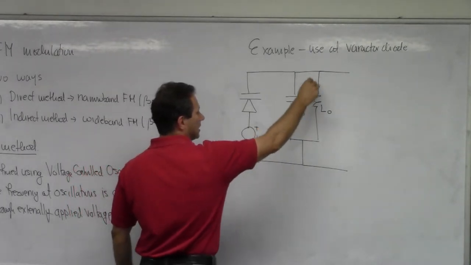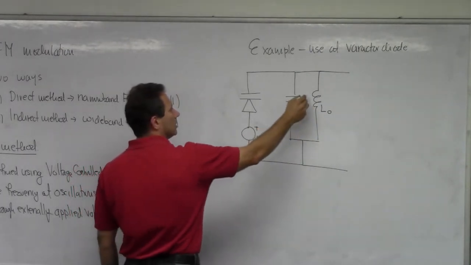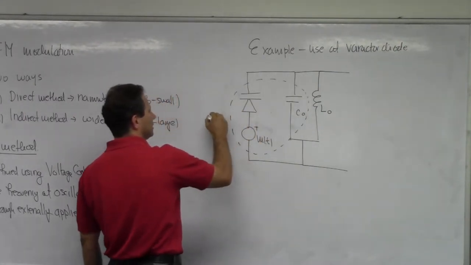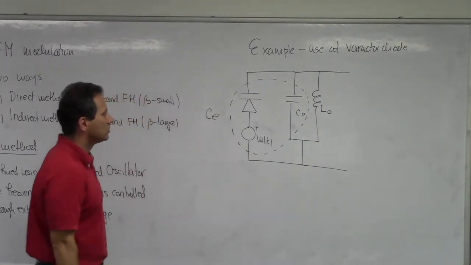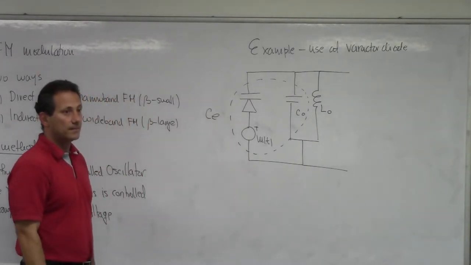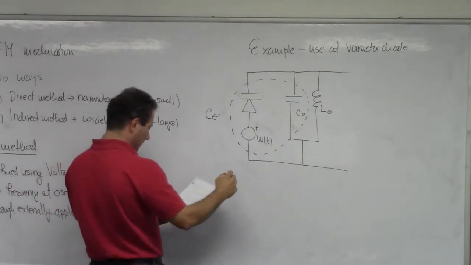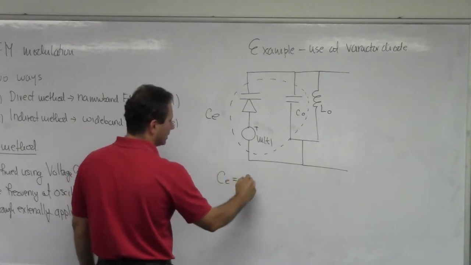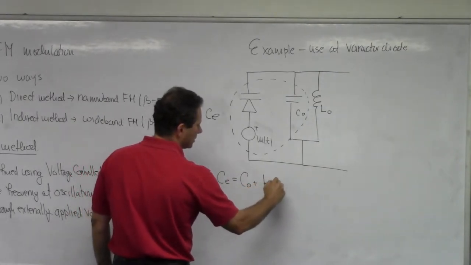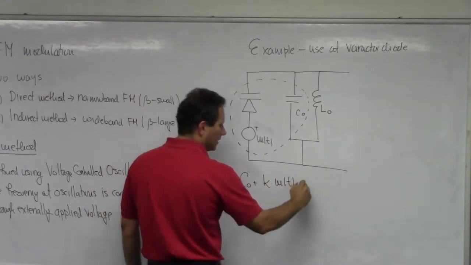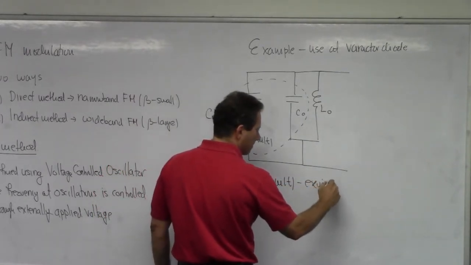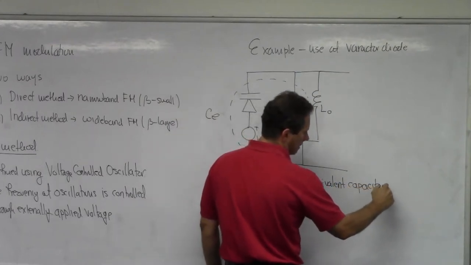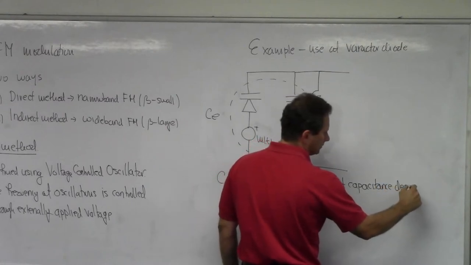So if you look at this LC resonant circuit now, you have this equivalent capacitance. This is C equivalent that depends on the message signal m(t). To make this mathematical, C equivalent is C0 plus some constant times m(t). The equivalent capacitance depends on the message signal.